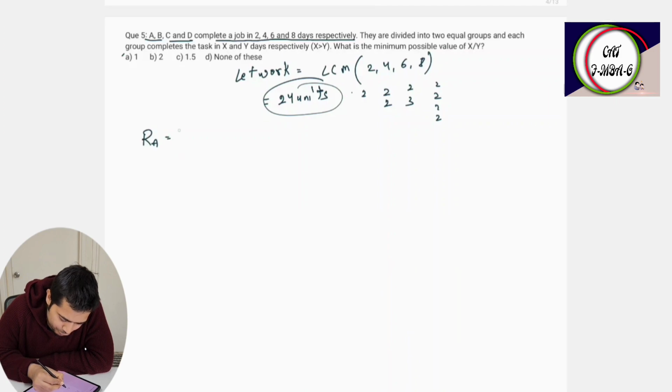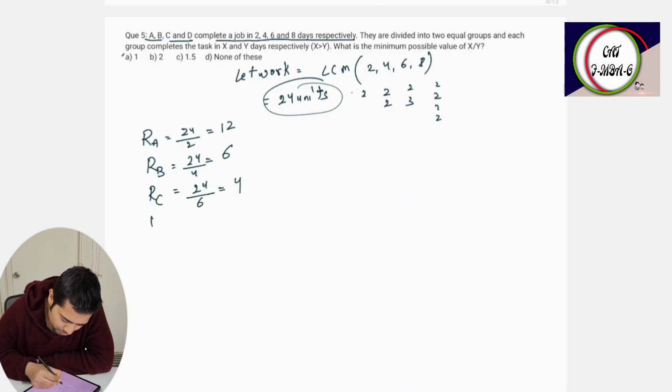Rate of A is equal to 24 by 2, which is 12. Rate of B is equal to 24 by 4, which is 6. Rate of C is equal to 24 by 6, which is 4. Rate of D is equal to 24 by 8, which is 3.